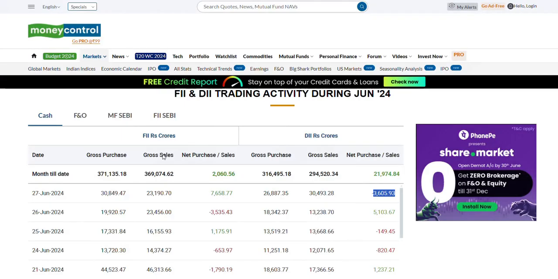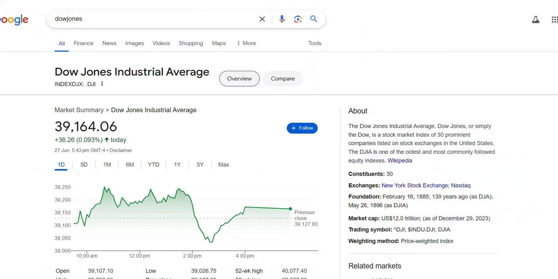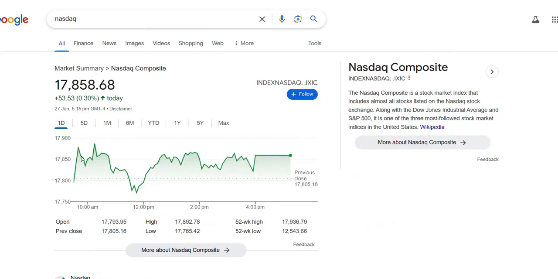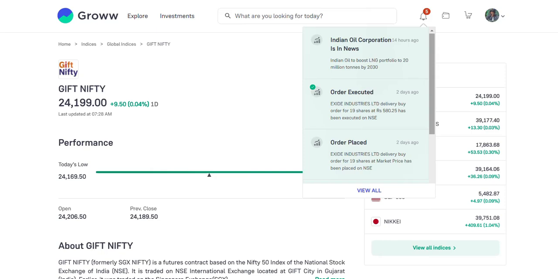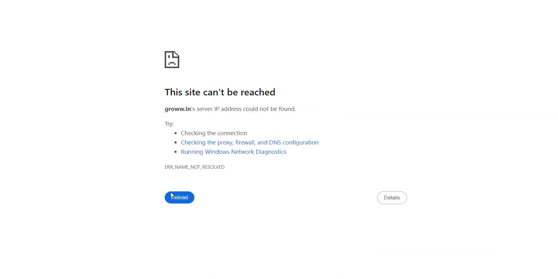If you look at the FII and DII activity, FIIs bought 7,000 crores net on June 27th, and DIIs were net sellers. They sold around 3,000 crores. If you look at the Dow Jones, yesterday it was a positive performance, and the Nasdaq also had a positive performance. If you look at the GIFT Nifty, as of now it is trading positive. There are expectations.